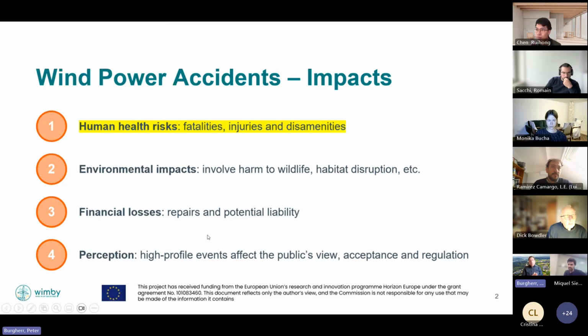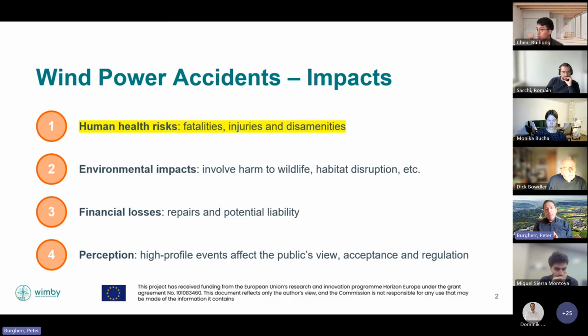So impacts also of accidents, of course, can be diverse. We have human health risks, environmental impacts, financial losses, and also perception as a subjective factor. I will in this presentation only talk about human health risks, and in particular impacts from accidents that can lead to fatalities, injuries, or also disamenities.